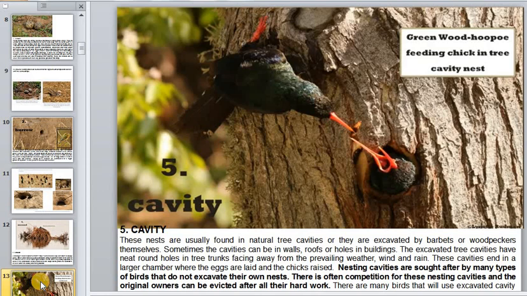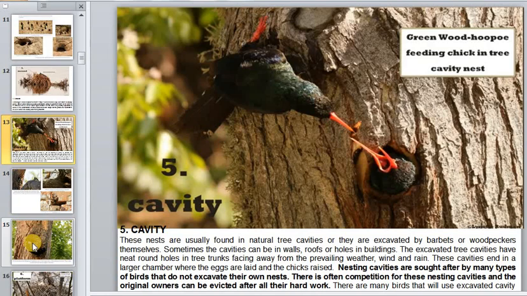Next is the cavity nest. Cavities are very popular with birds. These nests are usually found in natural tree cavities, or they are excavated by barbets or woodpeckers themselves. And sometimes the cavities can be in walls or roofs or holes in buildings. The excavated tree cavities have their entrance holes in tree trunks facing away from the prevailing weather with the rain. In a large chamber there the eggs are laid and the chicks raised.